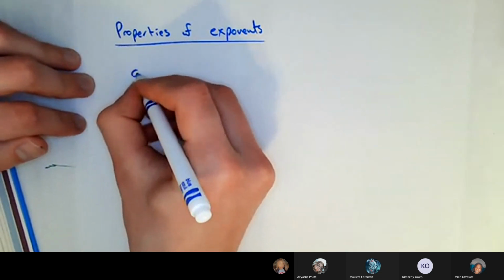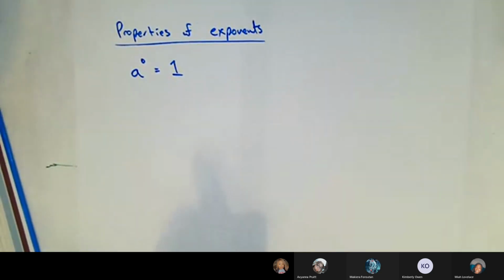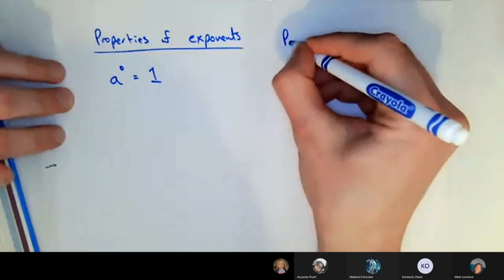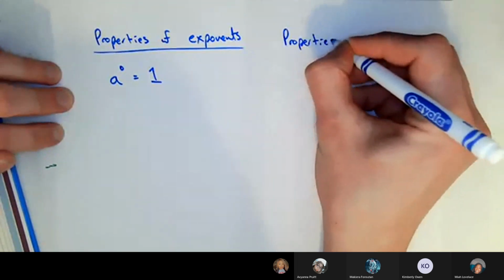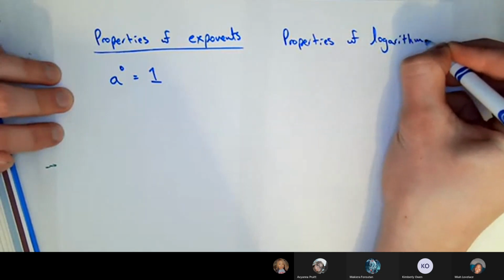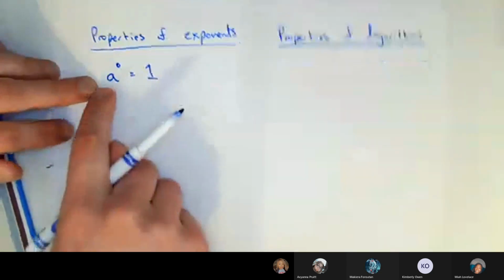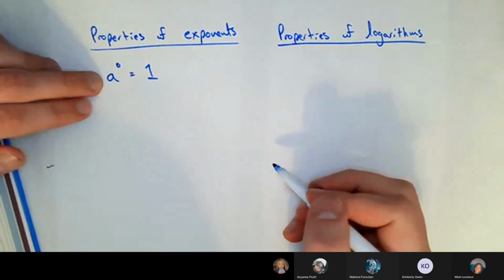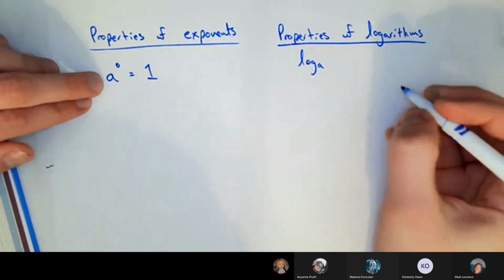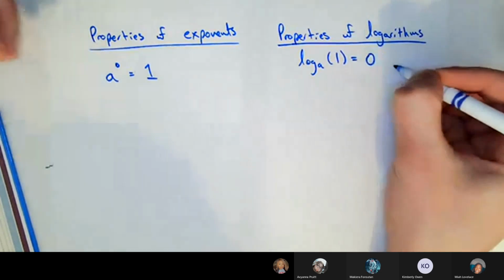Anything raised to the 0th power is equal to 1, right? That's one of those special rules. You raise anything to the 0th power, you get 1. Is there an analogous property for logarithms? Yes. Following that definition I gave at the top, we can rewrite this in terms of a logarithm. Log base A of 1 is equal to 0.